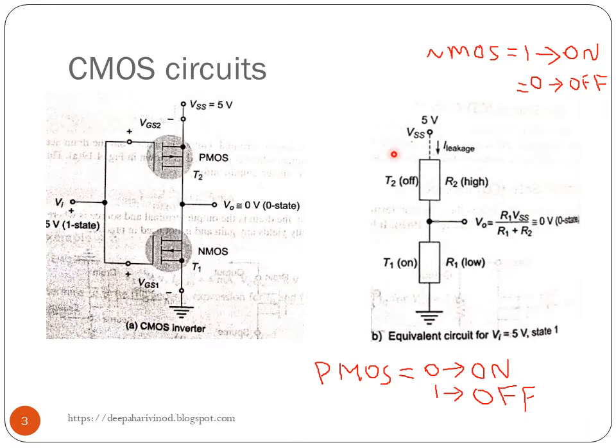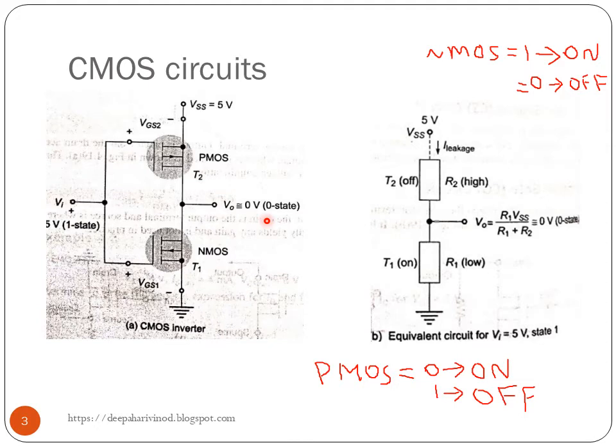Now this is the equivalent circuit for Vi equal to 5 volt. The state 1 means it is provided with 1. If this is provided with 1, then NMOS will be on and PMOS will be off. When the NMOS is on, the output gets connected towards the ground. Through this NMOS the output gets pulled to the ground. So when we provide 5 volt, that is 1, as the input, the output gets connected to the ground through this NMOS, so the output will be 0.